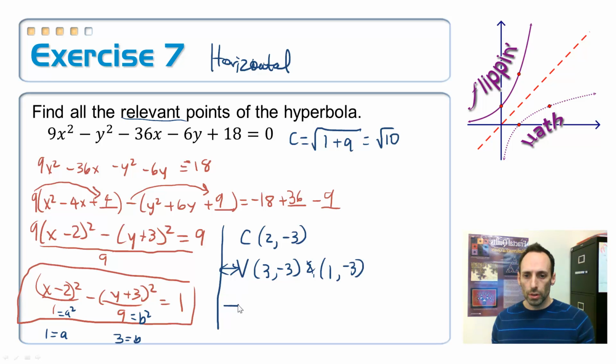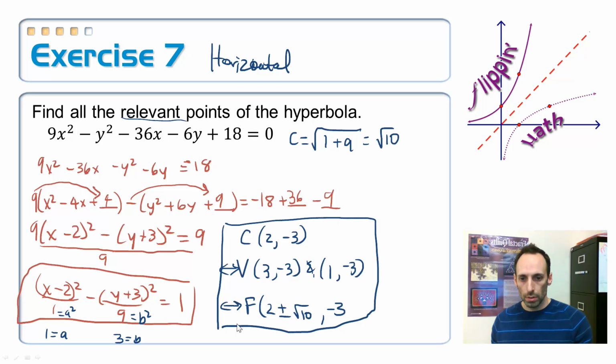So I'm going to start again at the center point for my foci, and I'm going to add and subtract the square root of 10. So it's 2 plus or minus the square root of 10, -3. And there's all the relevant points for that hyperbola.